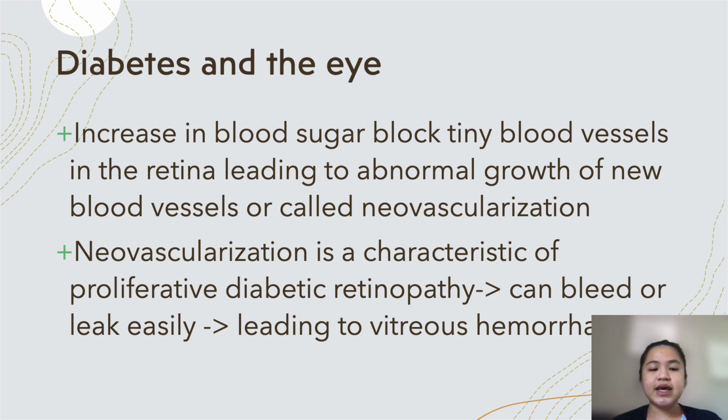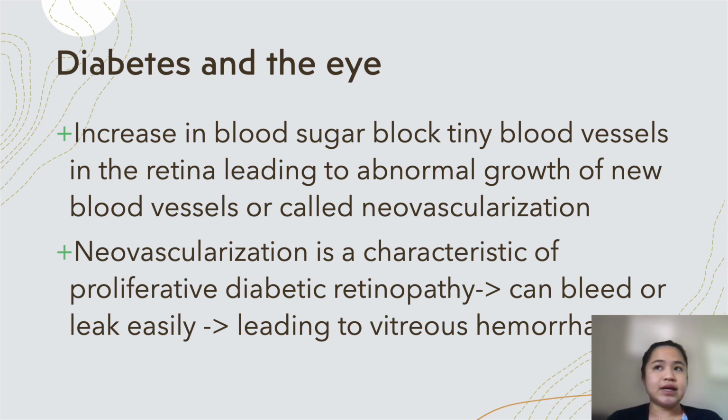So, diabetes and the eye. When there's an increase in blood sugar, tiny blood vessels in the retina get blocked. This leads to abnormal growth of new blood vessels, and it's called neovascularization. Neo means new, vascular, of course, blood vessels. Neovascularization is a characteristic of proliferative diabetic retinopathy.